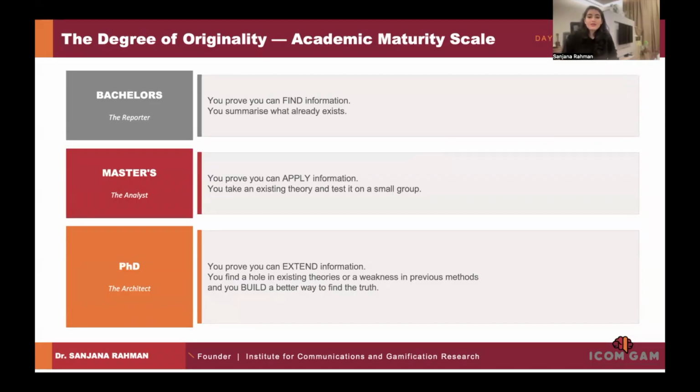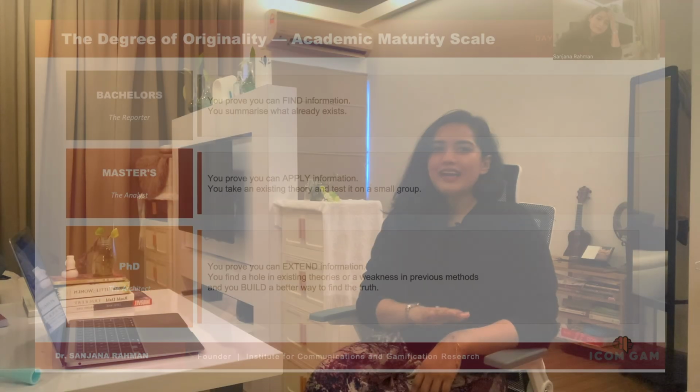For PhD, you work as the architect. You're proving you can extend information. You find a hole in existing theories or a weakness in previous methods, and you build a better way to find the truth. Find where the wheel is stuck and give it a little push. If you can say that previous researchers used a different tool in a different country or maybe ignored this specific real-world mess, you're 100% rejection proof.